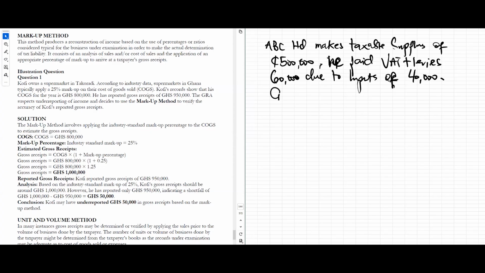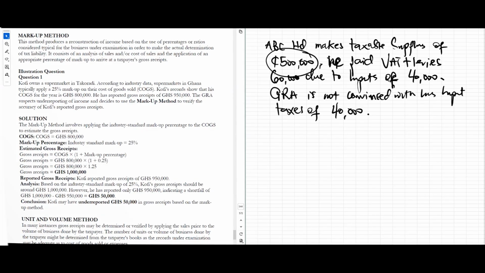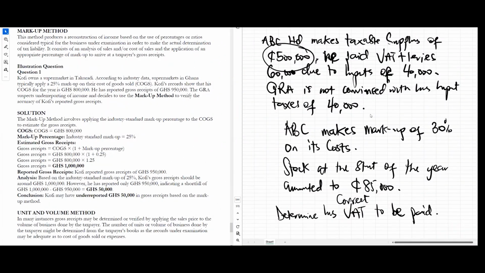So GRA is not convinced with his input taxes of 40,000 cedis. Are you getting it? So you know, 500,000 now. VAT is 20%, right?